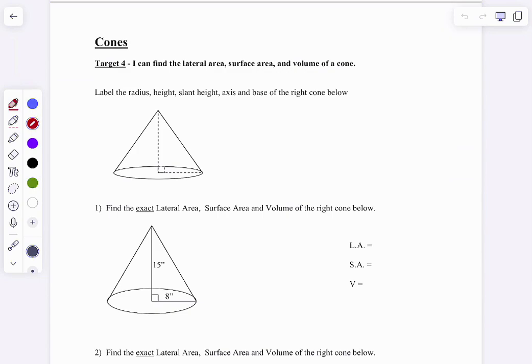So today we're learning about cones, and cones have the same formulas as pyramids because they're very similar to pyramids, right? They have one base, not two. They have a vertex, but what they also have in common with pyramids is that there's a right triangle here, and you're going to end up doing a lot of Pythagorean theorem.